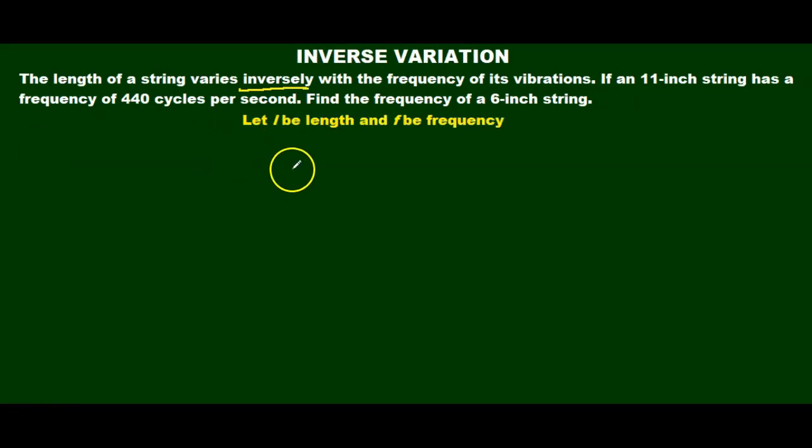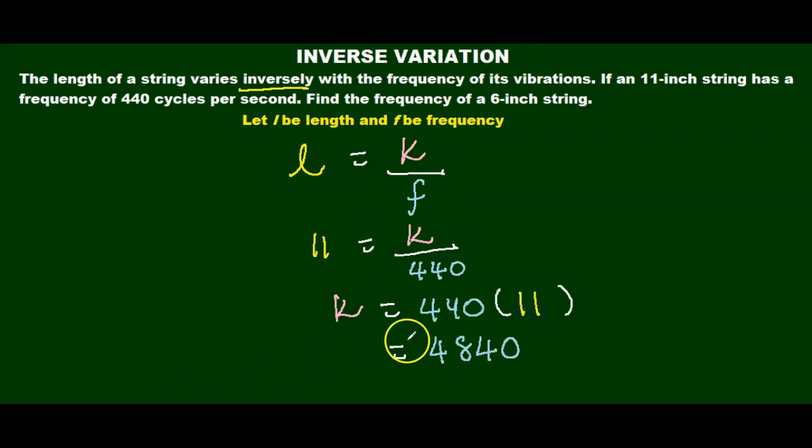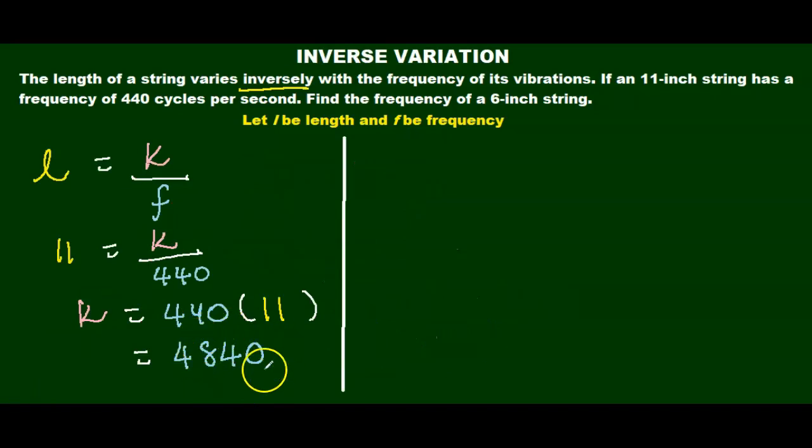So I'm going to write my equation as L equals, it's an inverse variation, so it's going to be k over F. Now we're given the inverse variation in the first case. It's an 11-inch string, so our L is 11, and what we want to find is our k. We don't know what k is, but we know our F is 440. So therefore our k equals 440 times 11, which results in the number 4840. That's our constant of proportionality.